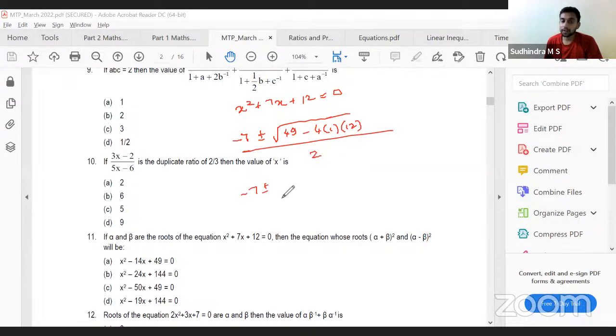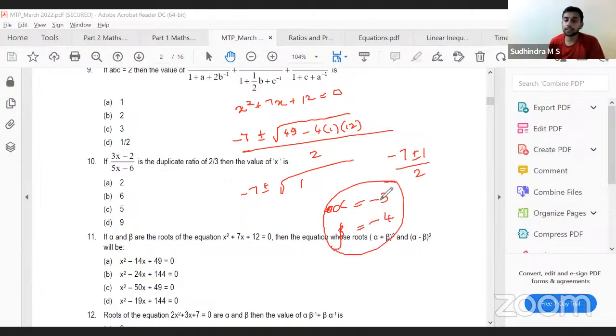Minus 7 plus or minus root of 49 minus 48 is 1. Root of 1 is 1 again. So minus 7 plus or minus 1 by 2. So one of the roots, alpha, would be minus 7 plus 1, which is minus 6 by 2, which is minus 3. Beta would be minus 7 minus 1, which is minus 8 by 2, minus 4. So these are the values of alpha and beta, minus 3 and minus 4, not 3 and 4.